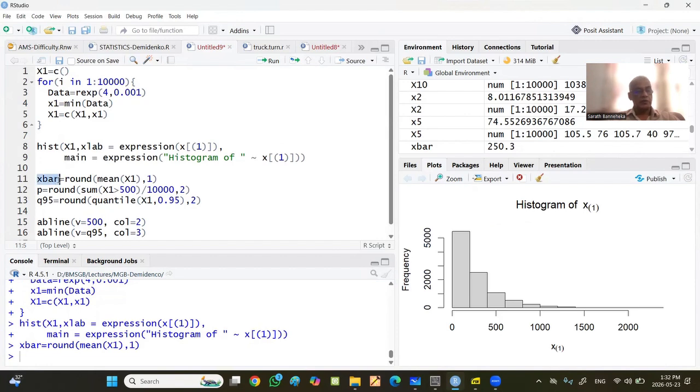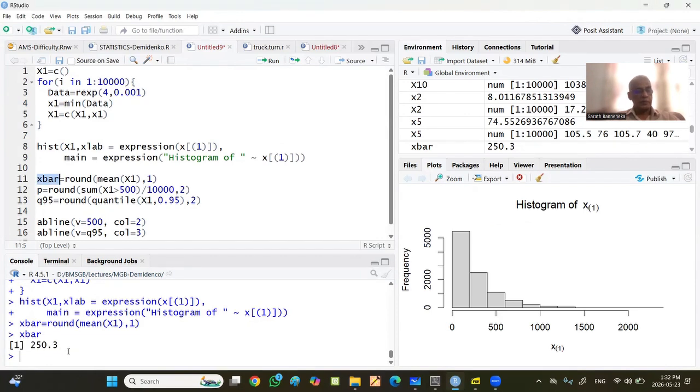If I get the value, you will see that the mean lifetime is 250. Even though individual products have a mean lifetime of 1000 hours, when this product of 4 components is connected serially, the average lifetime of the product becomes only 250 hours. That is because that is the distribution, and that is the expected lifetime of the smallest order statistic. So anyway, that is the answer that we get.